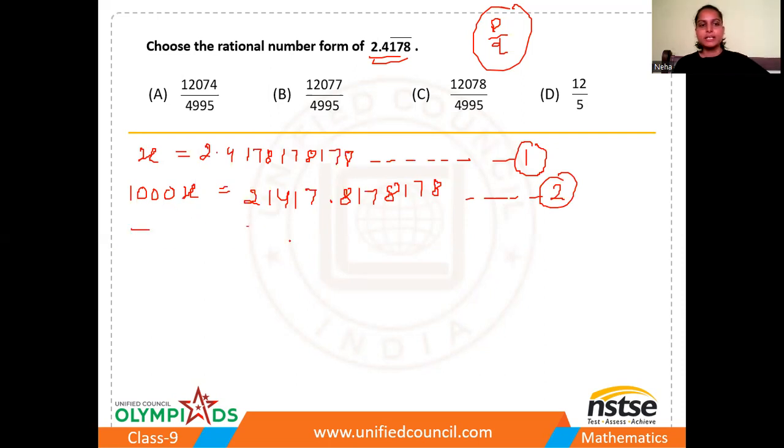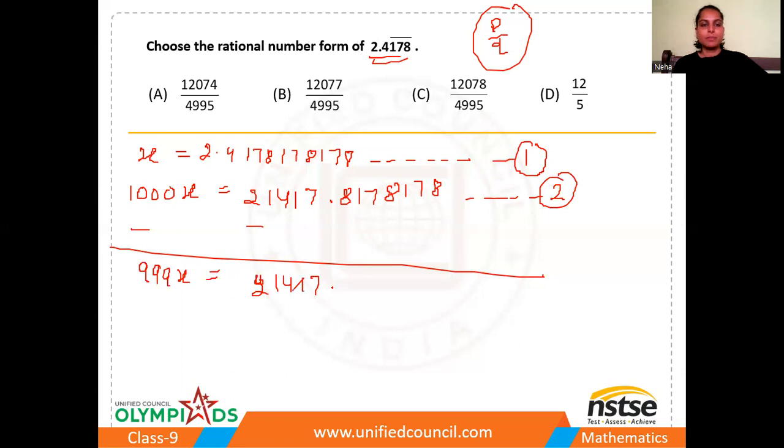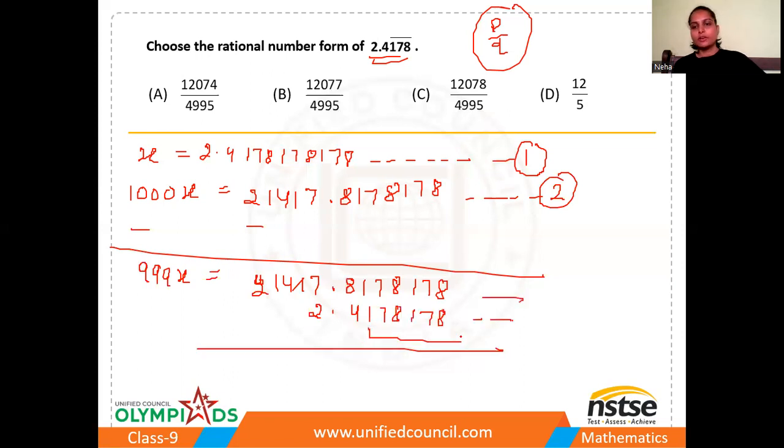Okay, so minus and minus, this becomes 999x, and this is nothing but equals to, okay, so this is 217 minus this is 8171717, right? So this is 21417.8178178. Okay, this I have to subtract from 2.41788178 and continue. So I can see this series is equal, so it will become 0, right? And this becomes 214.